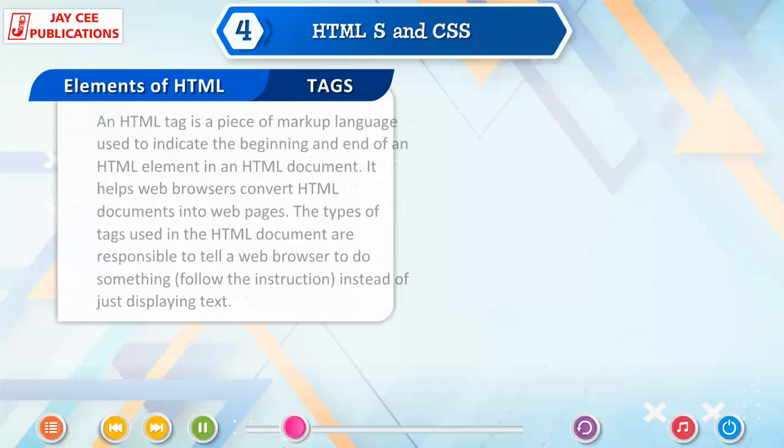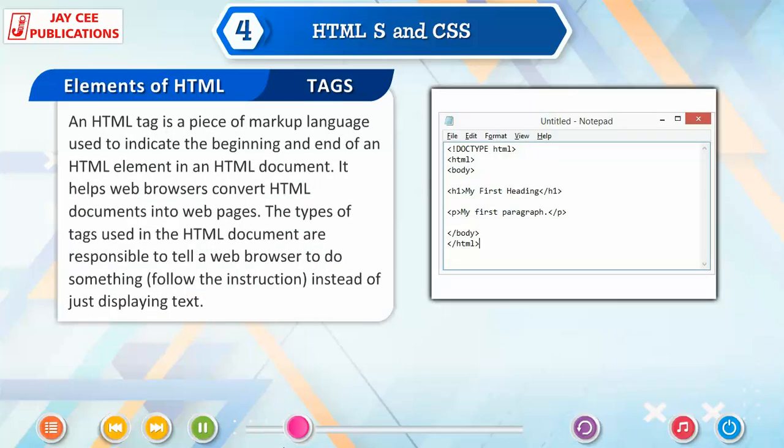Tags. An HTML tag is a piece of markup language used to indicate the beginning and end of an HTML element in an HTML document. It helps web browsers convert HTML documents into web pages. The types of tags used in the HTML document are responsible for telling a web browser to do something, follow the instruction, instead of just displaying text.